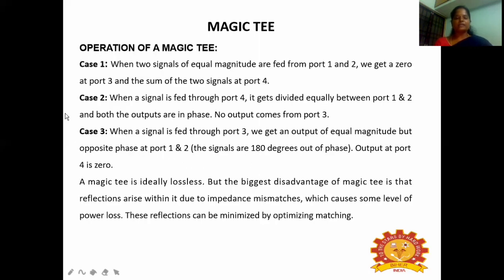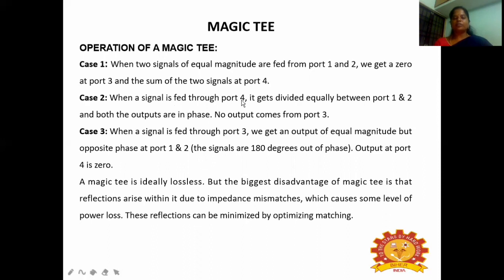This is the operation of the magic T. We are going to see 3 cases: what happens when we apply a signal via port 1 and 2, port 3, and port 4. If two signals of equal magnitude are fed from port 1 and 2, then since port 3 is the difference port, it finds the difference between the two signals. Both signals cancel each other, so the output will be 0. But since port 4 is the sum port, it finds the sum of the two signals and we get the sum of the two signals at port 4.